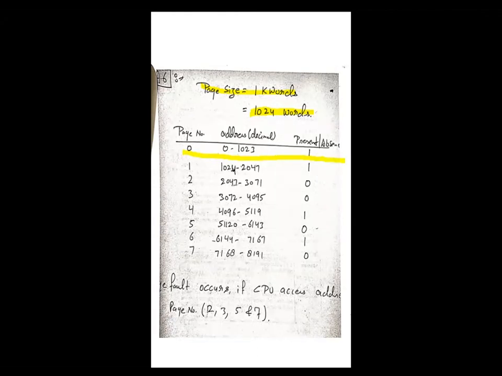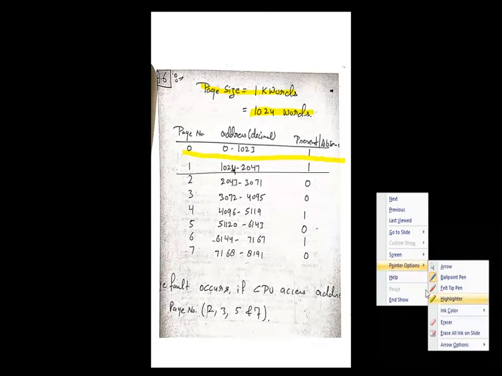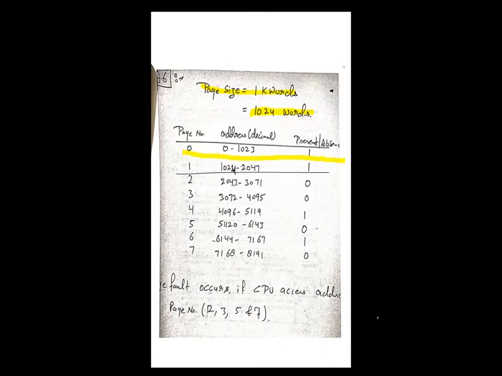Now page 1 will start from next address 1024. Now you add 1024 plus 1023. If you add 1024 plus 1023, then you will get 2047, correct? This is your second row. I will use red color, because it will be very good in view.